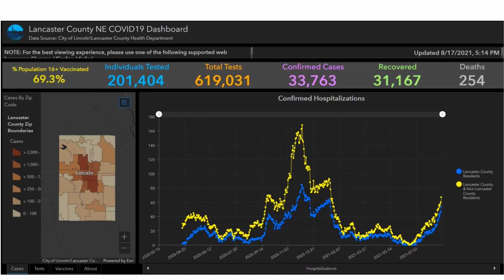And then locally, here we are. Lincoln, Nebraska does have a good dashboard, as does Omaha, for example. And their numbers look just like ours. The hospitalization rates are going up fast. They're already where they were back in January.